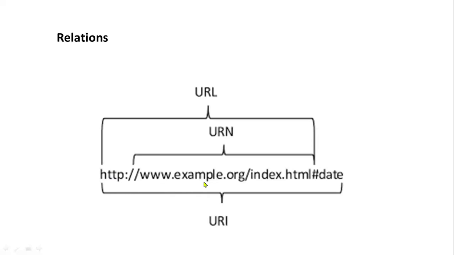And finally, URN, Uniform Resource Name, is a type of Uniform Resource Identifier that provides a persistent and unique name for a resource. Okay, in simple words, a URN is like a unique and permanent name for a resource on the internet.